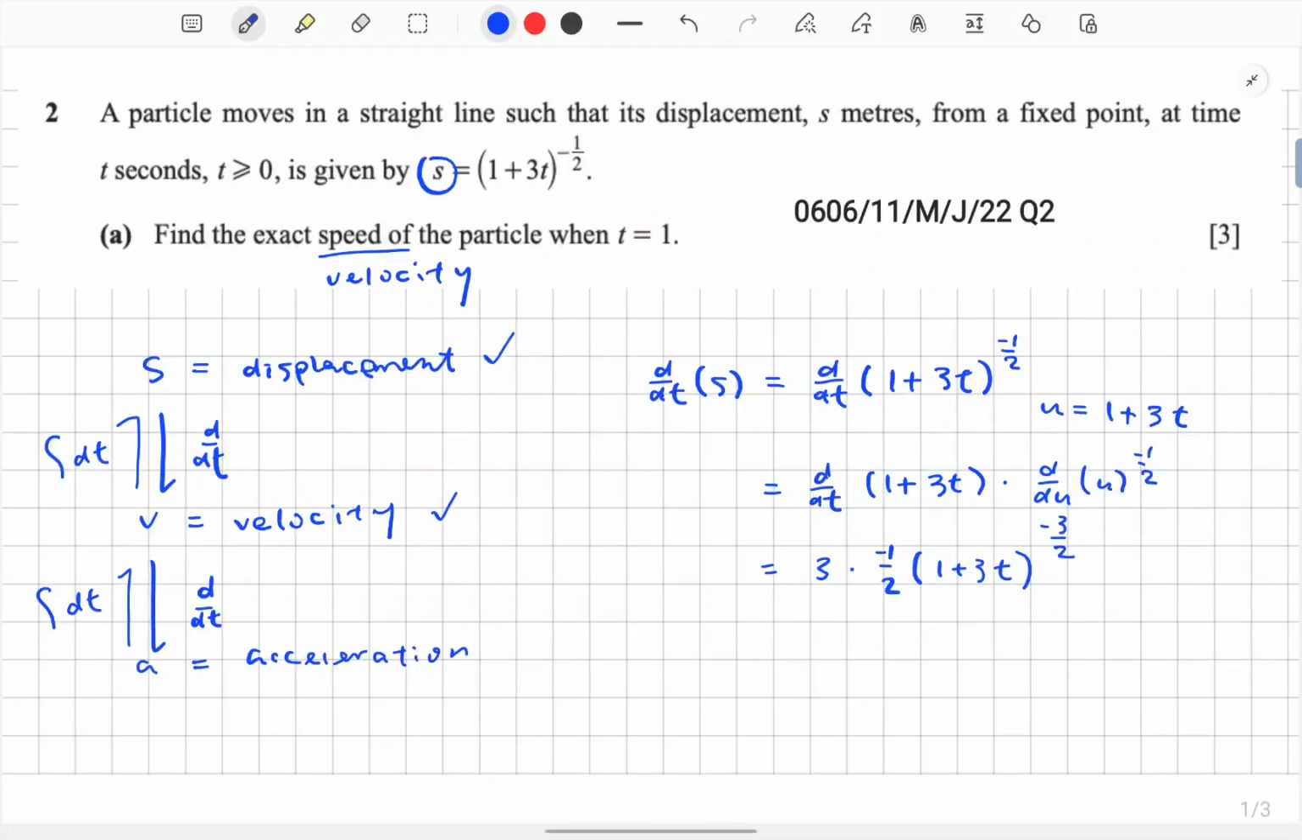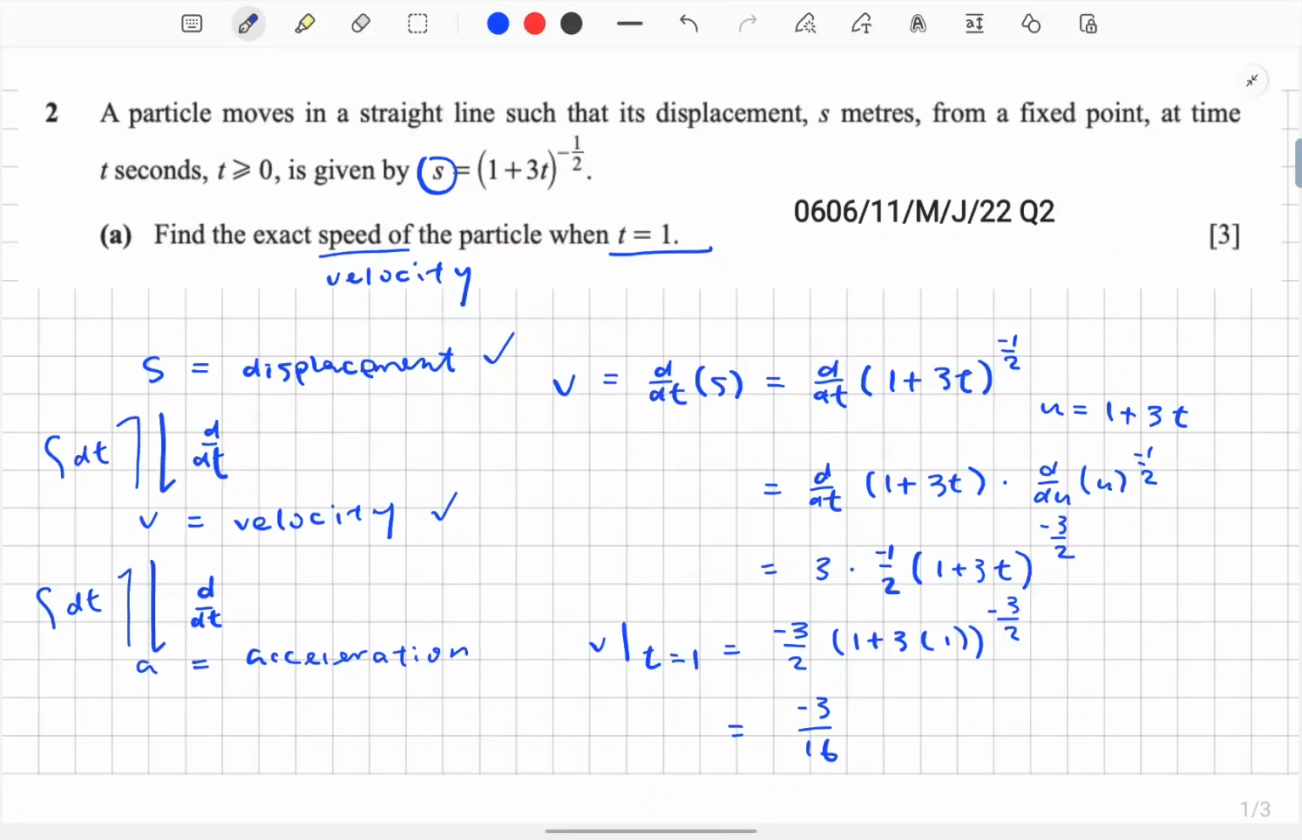The question mentions that it is when t equals 1. So after getting the expression for velocity, we need to put 1 into the t we have. So when t equals 1, it is -3/2 times (1 + 3t), and t is 1, to the power of -3/2. This is -3/16.